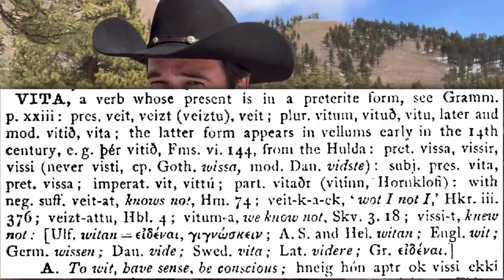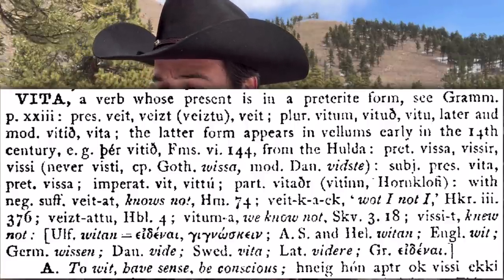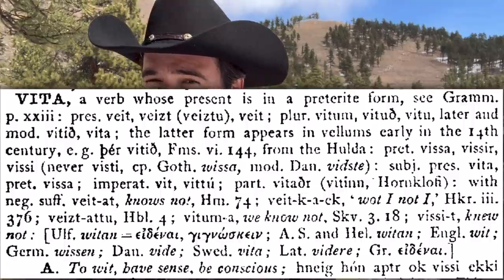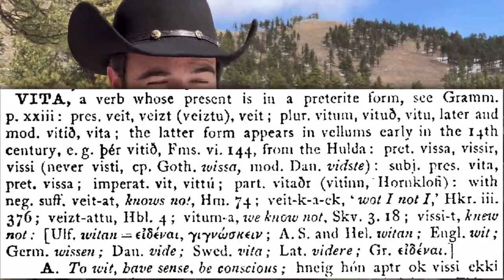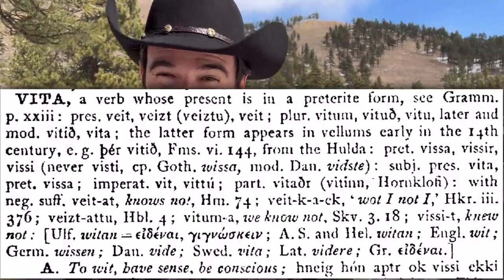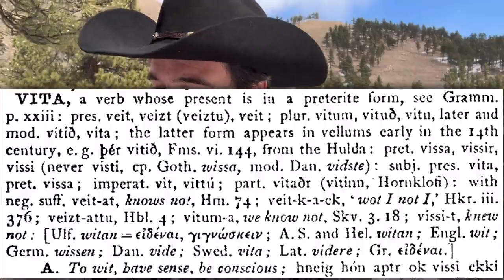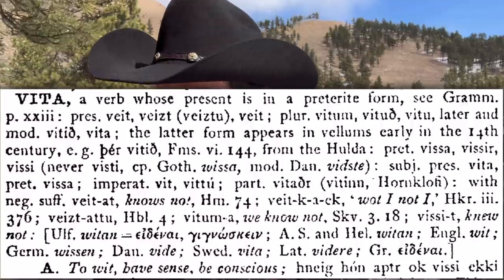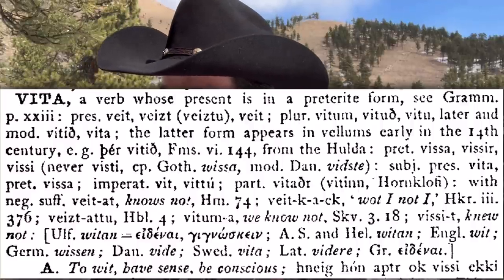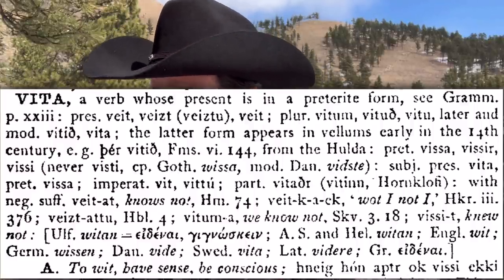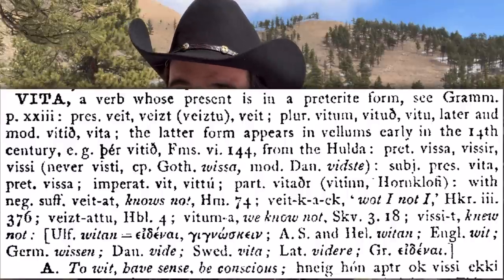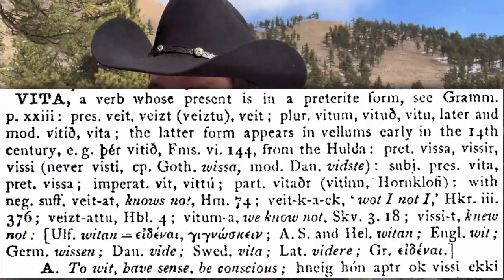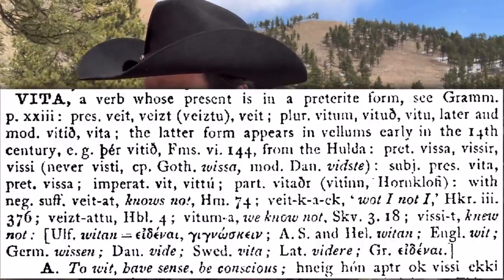Then we get to the definition. To wit, have sense, be conscious, which he could use, you know, the normal word in English, which is know, but he has to start with these archaic words that are cognate, so like wit, you know, nobody says that. Certainly no one says what I, not I, like this example here. What is an old, very archaic English way of saying no, I what.